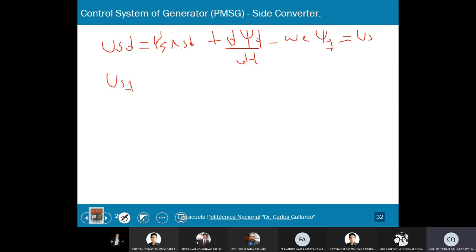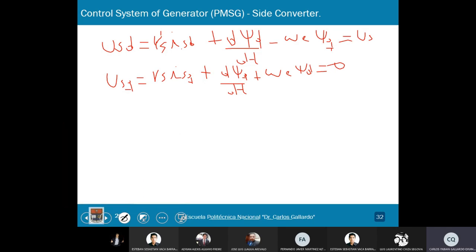The stator voltage on Q axis is equal to the stator resistance times the stator current on Q axis plus the derivative with respect to the time of the quadrature flux plus the electrical speed times the direct axis flux, and this is equal to 0. I am working with a permanent magnet synchronous generator.